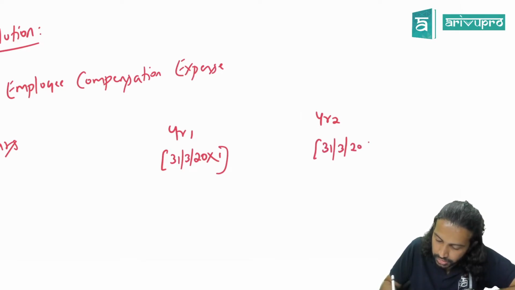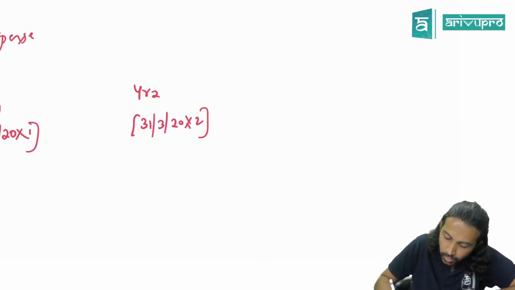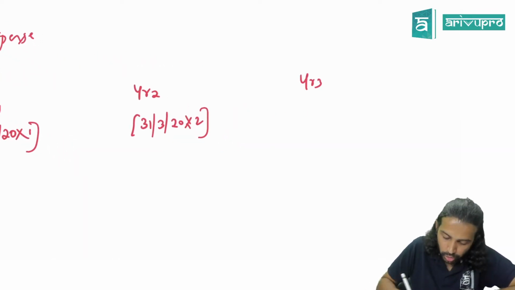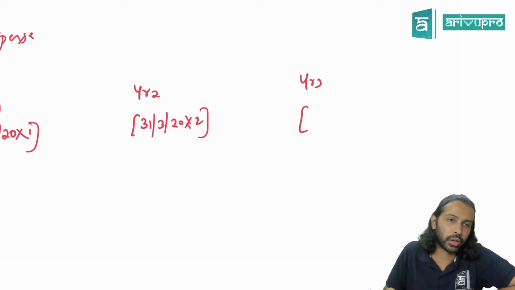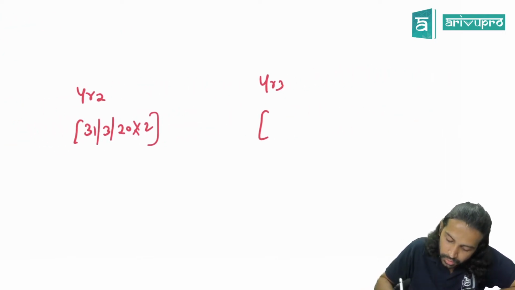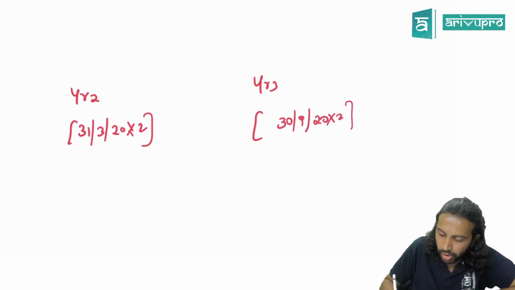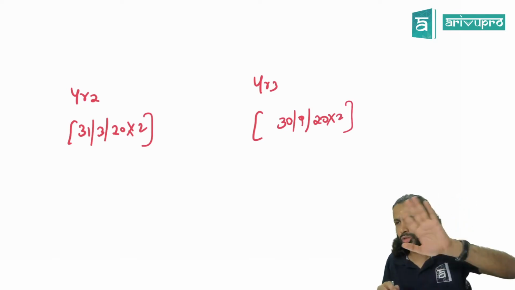That year will end on 31st March 20X2. That's all, or one more? One more, which is year 3. So year 3, don't write 31st March. Calculate 2.5 years from the grant date. It will be 30th September 20X2. Or if you don't want to write, you can write 31st March 20X3 also.